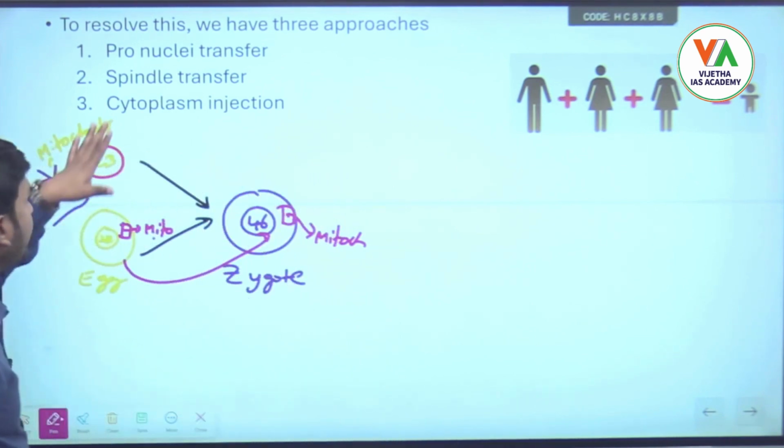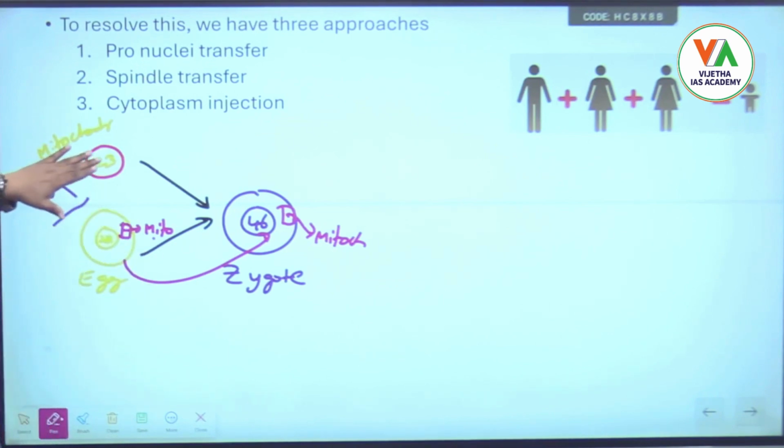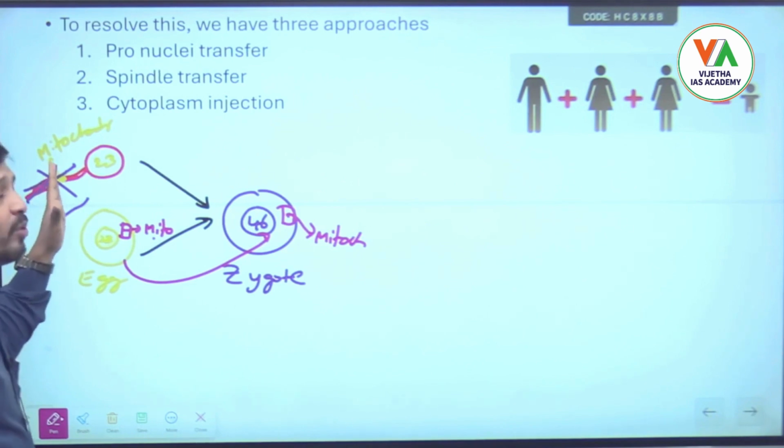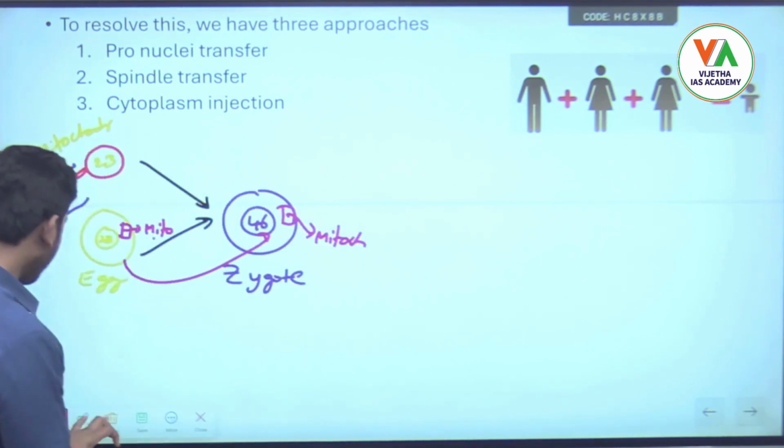So we'll see how this pronuclear transfer will be done. I hope you have understood this. Only the head part will enter; whatever mitochondria are there in the tail will not enter into the egg, right? So we'll see.